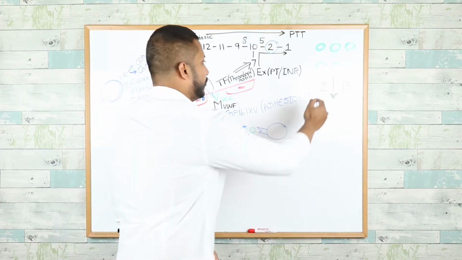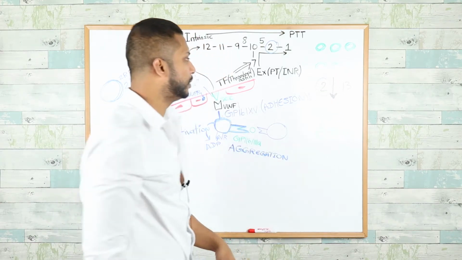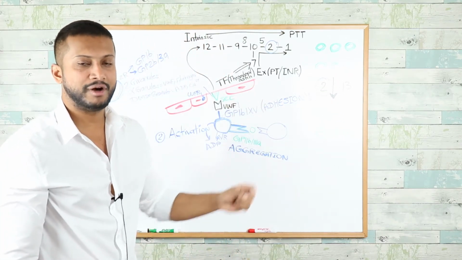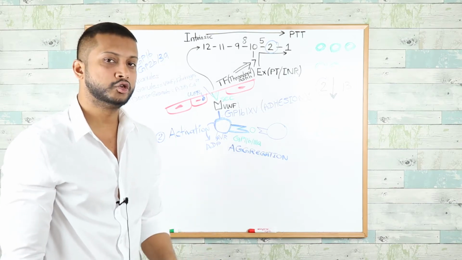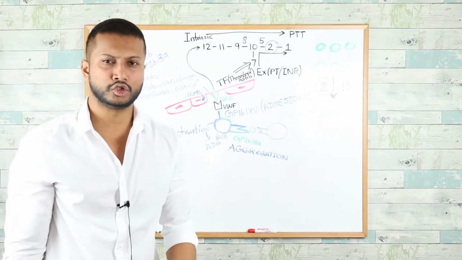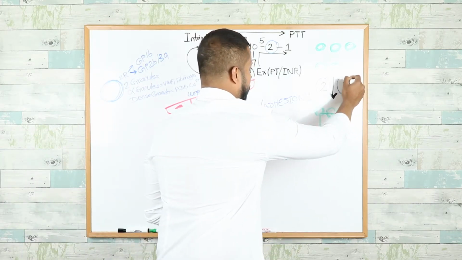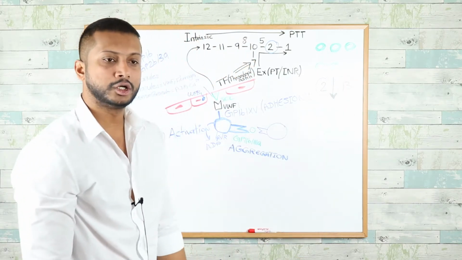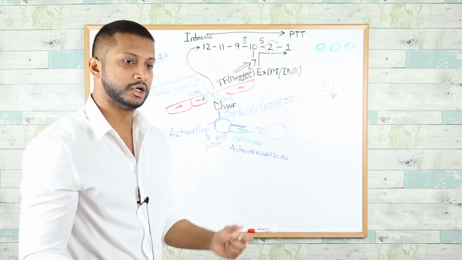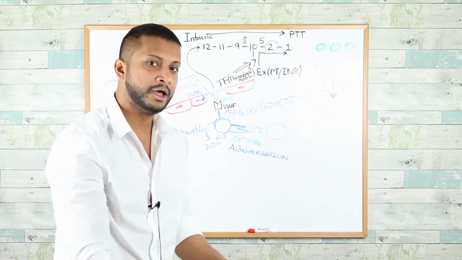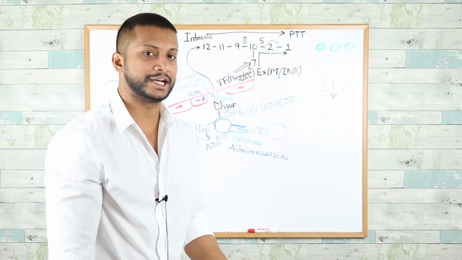Now, is it only factor 2 that you need in order to convert from fibrinogen to a fibrin mesh? No, you need factor 2, but you also need factor 13, which is known as the glue. Alright, so with the presence of factor 2 and factor 13, here you go. Now you've got your final product, which is your fibrin mesh, and a final clot is actually formed.